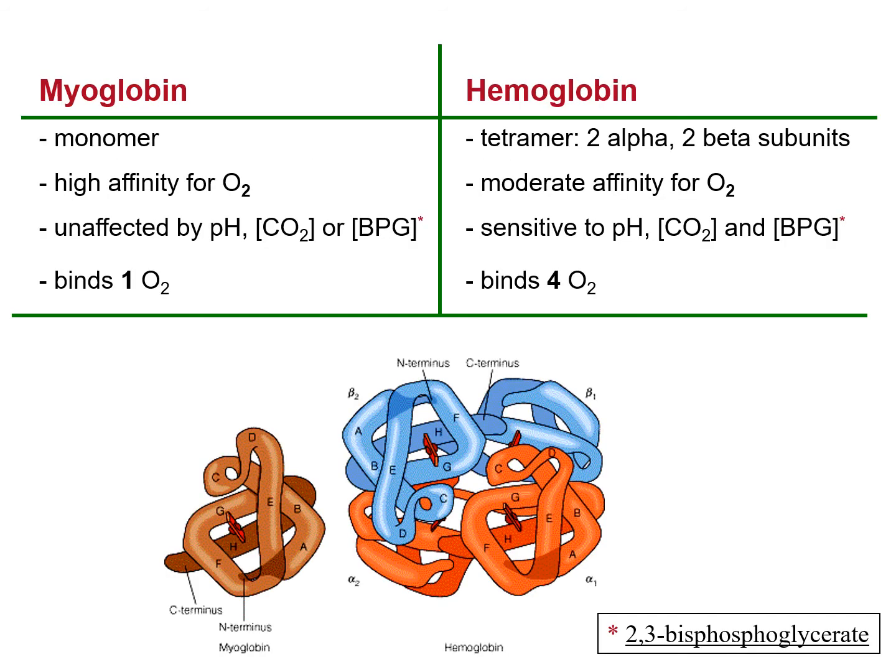So here are more differences between myoglobin and hemoglobin. Like I discussed earlier, they have different quaternary structures. Myoglobin is a monomer, but hemoglobin is a tetramer, and they have different affinity for oxygen. And also, myoglobin's function is unaffected by the pH, carbon dioxide, nor bisphosphoglycerate, or BPG, but hemoglobin is pretty sensitive to those factors. And also myoglobin binds only one oxygen molecule, as opposed to hemoglobin, which binds four of them because of the four subunits.